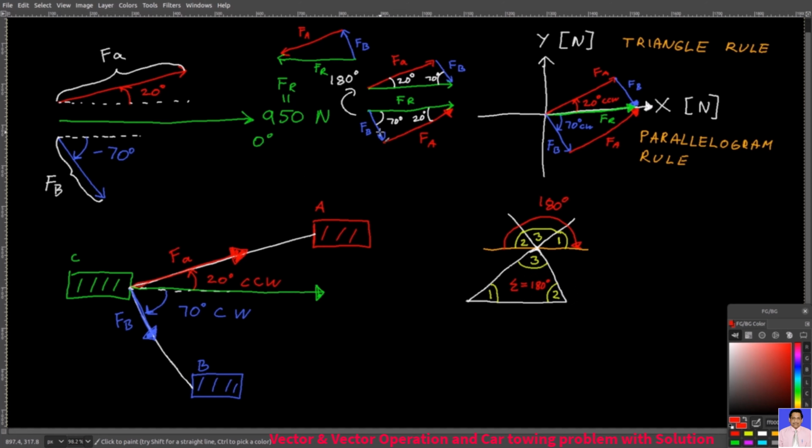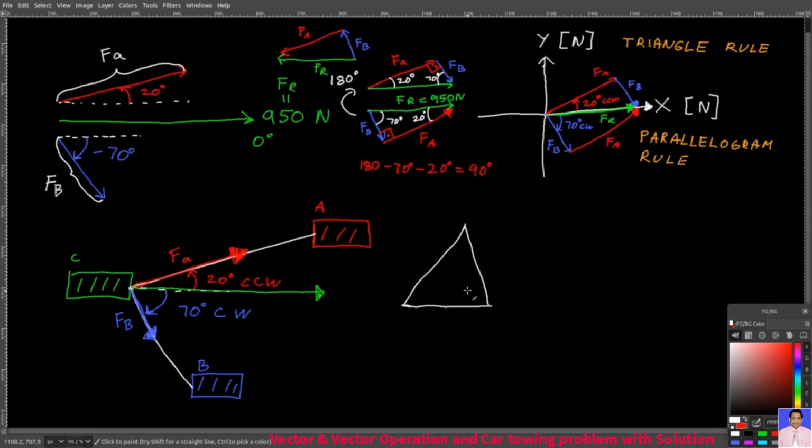And that means that this third angle here, that's 90 degrees, because you have 180, which is the sum of all the angles inside the triangle, minus 70 degrees here, and minus 20 degrees here. That will give you 90 degrees. And then, of course, here as well, you have 90 degrees. So you have all the angles, and you have one side, which is 950 newtons. But how do we find the remaining two sides, FA and FB?